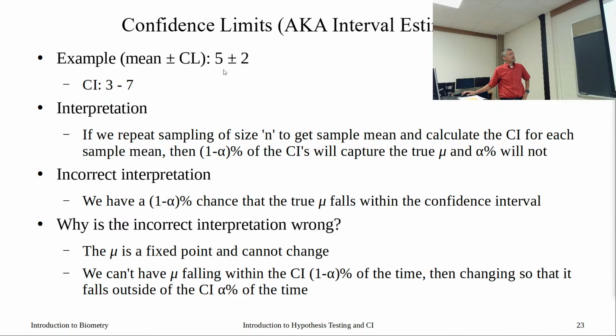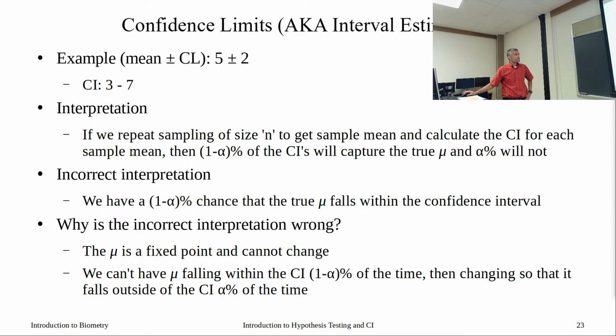Let's say we have 5 plus or minus 2, which gives us a confidence interval of 3 to 7. We say that if we repeat our sampling over and over again, whatever percentage this interval represents, that's how many of these intervals are going to actually capture the true value. 5% of the time we don't. That's the alpha.